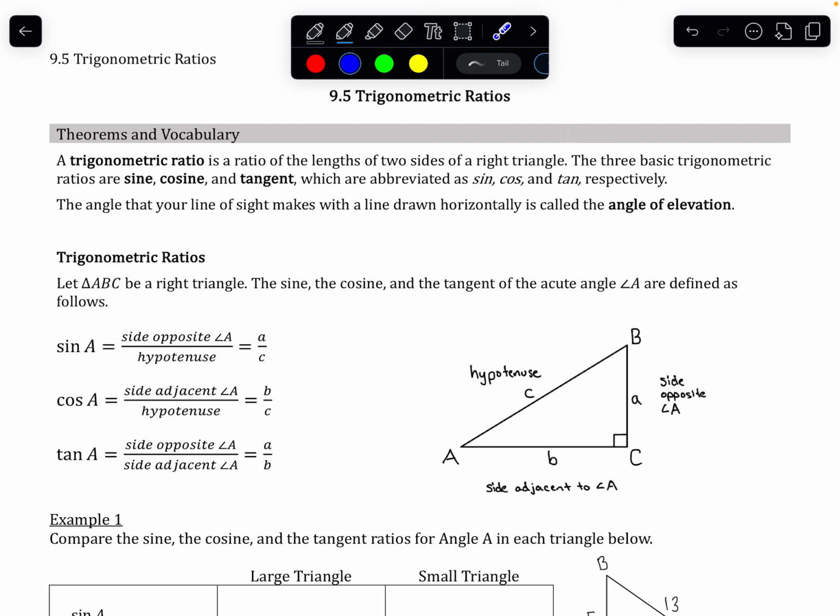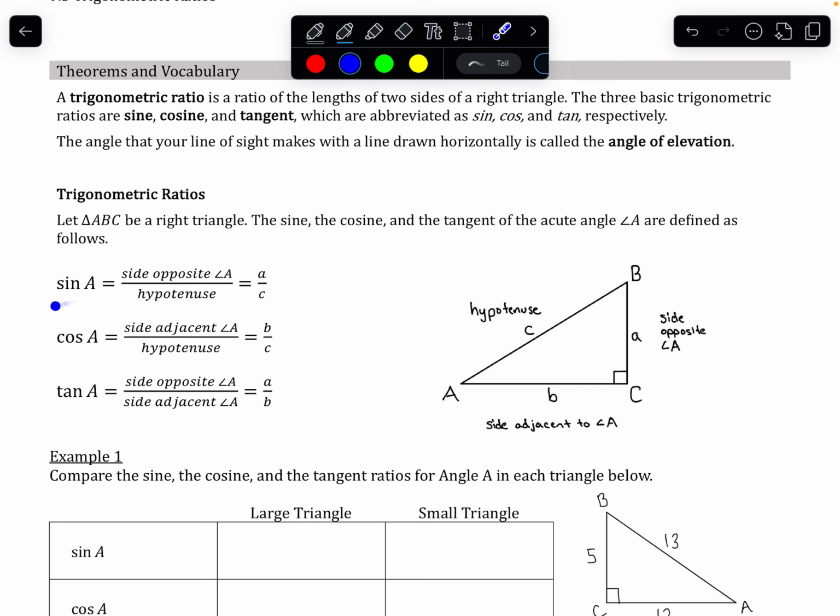The angle of elevation is the angle that your line of sight makes with a line drawn horizontally. So it's like looking out and looking up. What angle am I looking at? So let's talk about our trig functions.